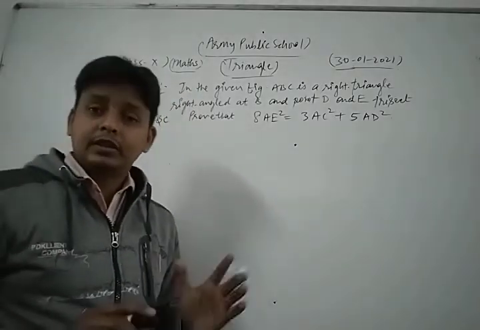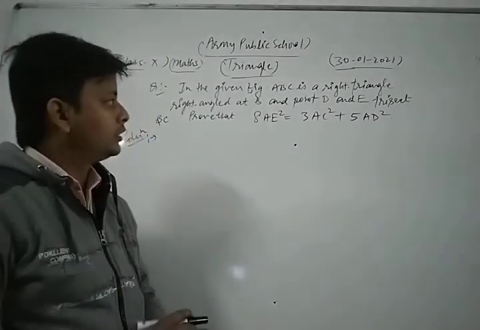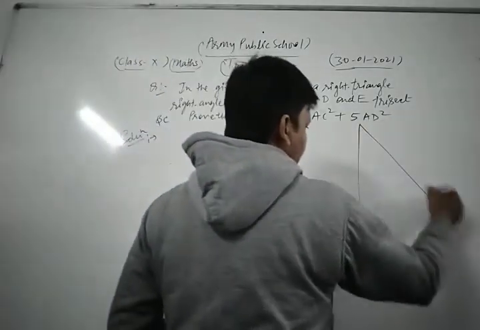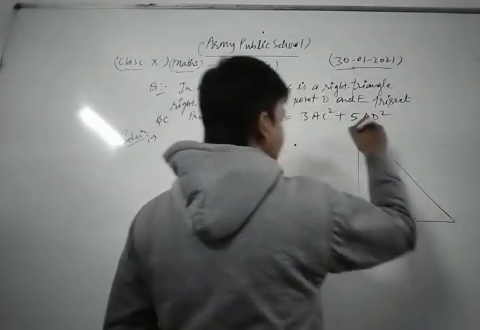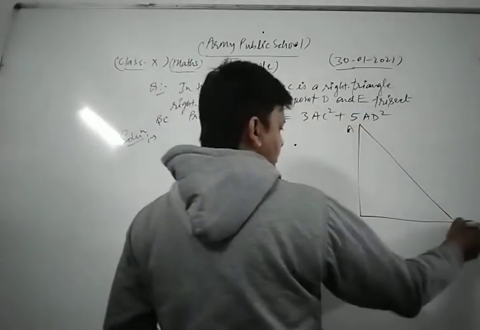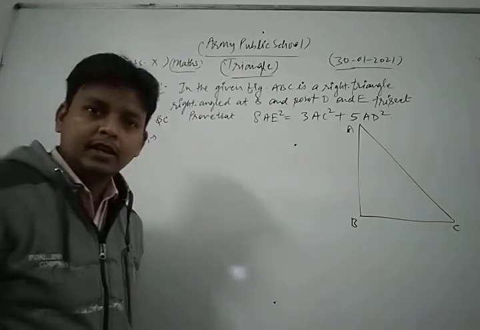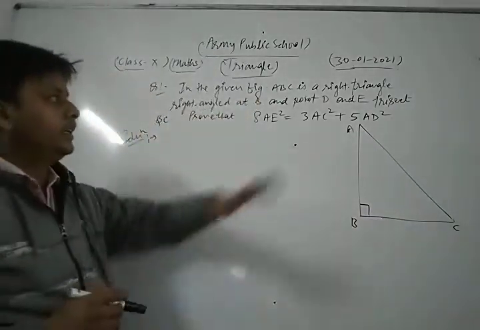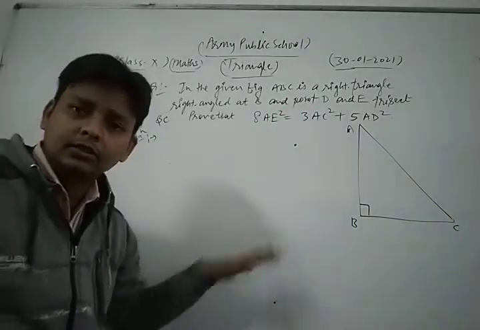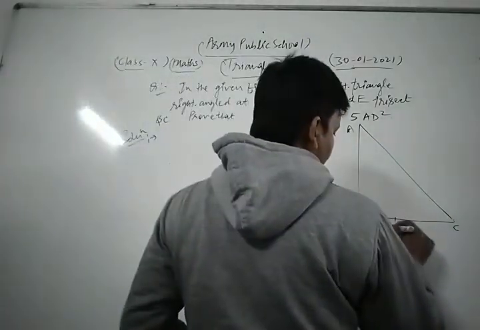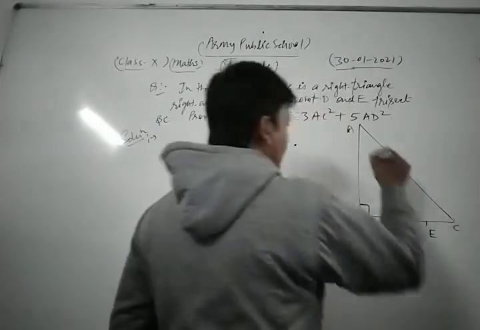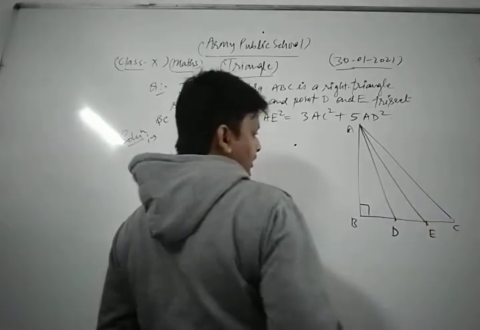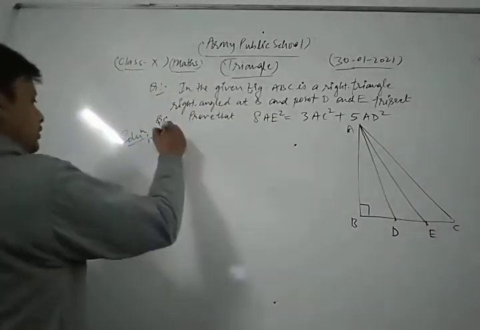Dear students, this is a very important question of your syllabus. First of all, you have the triangle figure. Here ABC is a right angle triangle, right angled at B. And D and E trisect BC, meaning D and E are points on it. Now we join AD and AE.